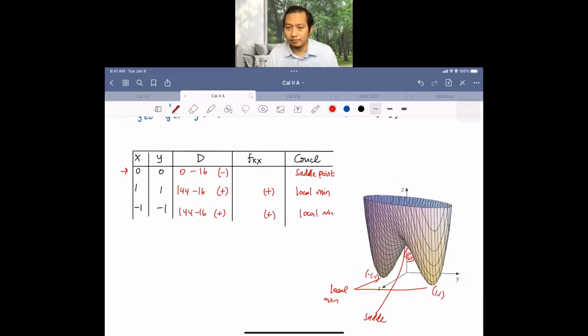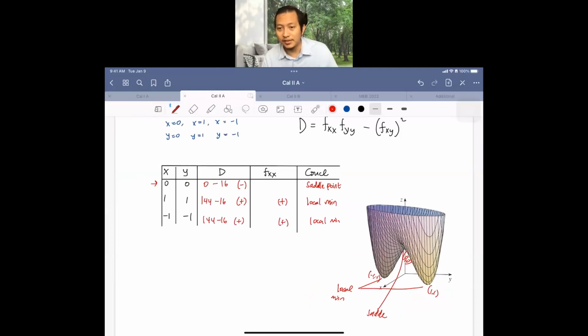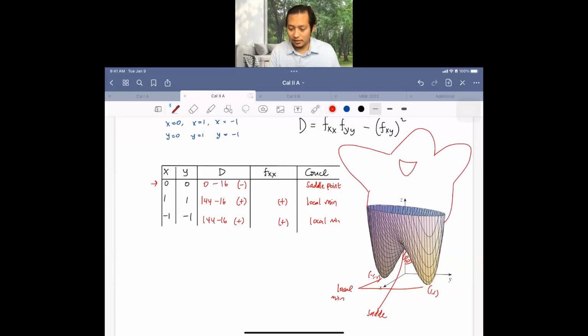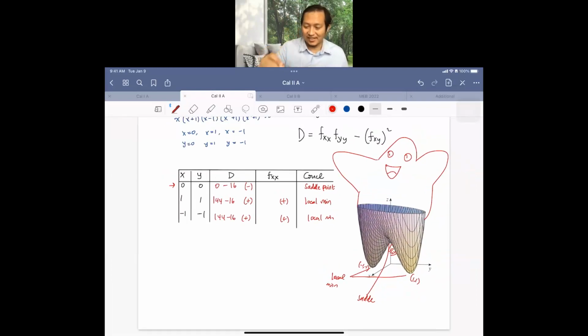Okay. I think the picture is quite funny. If you watch the cartoon, this is like Patrick Star. Okay, so that's the example on maximum and minimum values. Yes, Patrick.